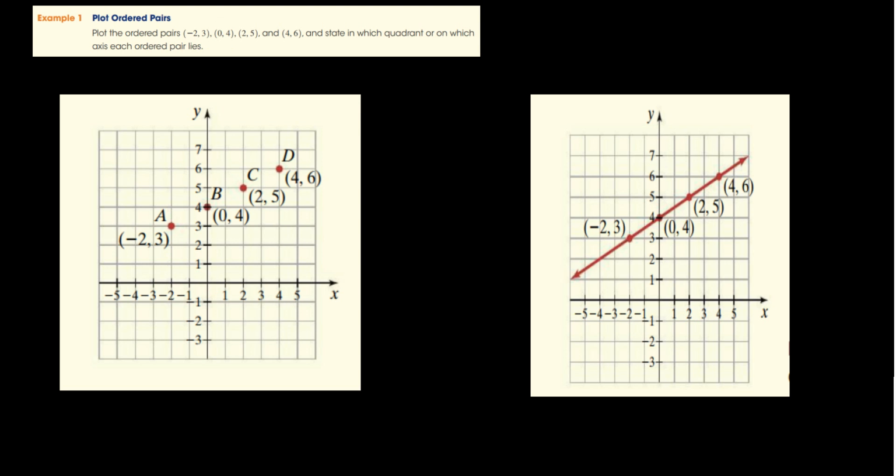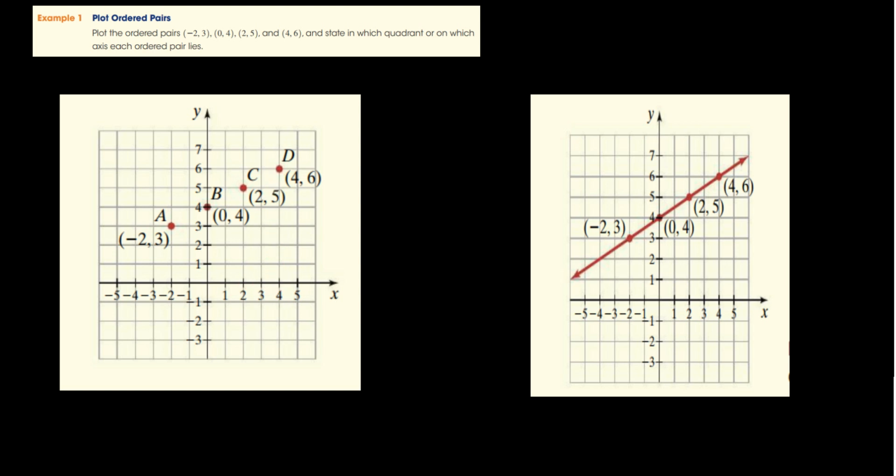Okay, so we just stay here. And then the 4, well, that means we move up 4 units, and as we get to this point. Next up, we have (2, 5). The +2 tells me we go to the right 2 units, and we go up 5 units, and that's this point. And of course, lastly would be (4, 6). We move to the right 4 units, and we move up 6 units.